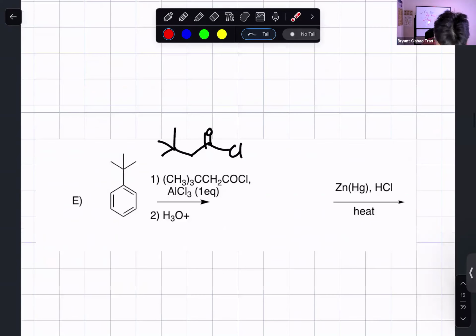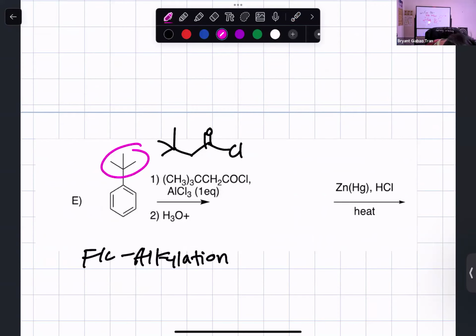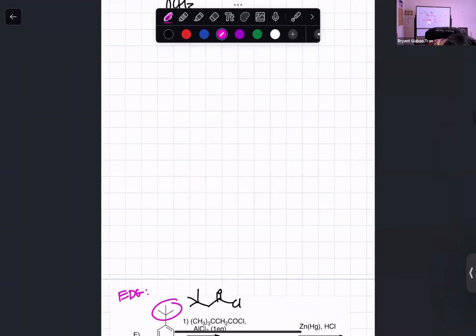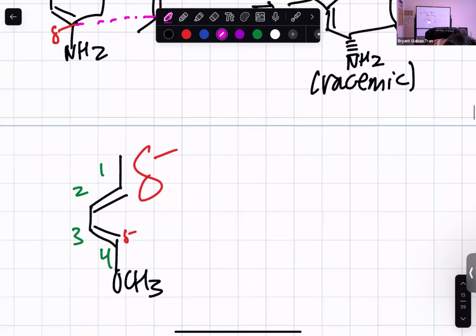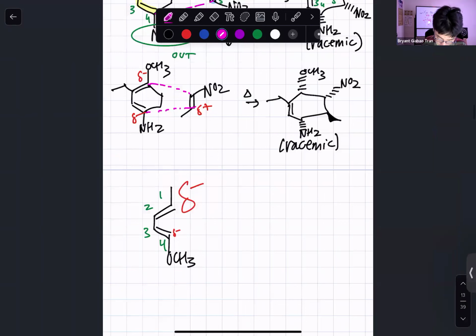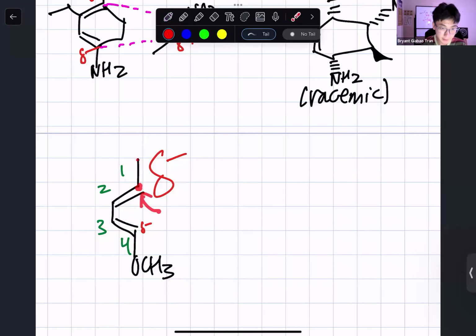Okay. So now this is going to be Friedel-Crafts acylation because we have an acyl group. There's no carbon-carbon wedge bond here because this is an sp2 atom. That's an sp2 atom.